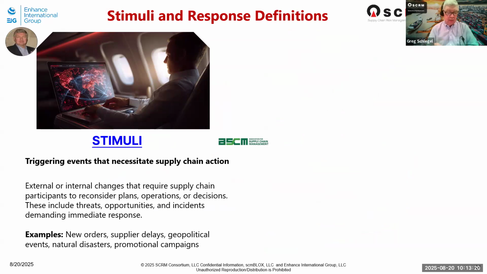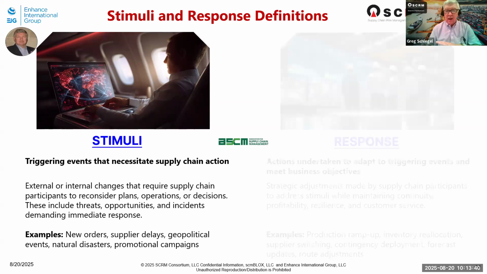You can take a look at them, but the supply chain examples that you may be familiar with are an increase in new orders or drop in orders, supplier delays, geopolitical events, natural disasters, promotional campaigns, and now we're living with the injection of tariffs.